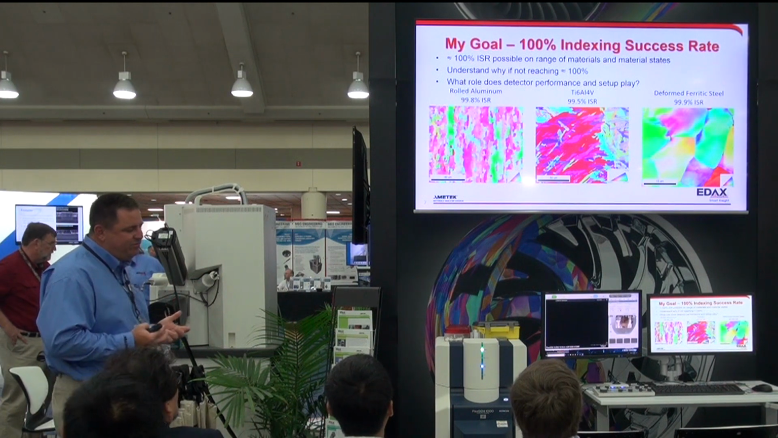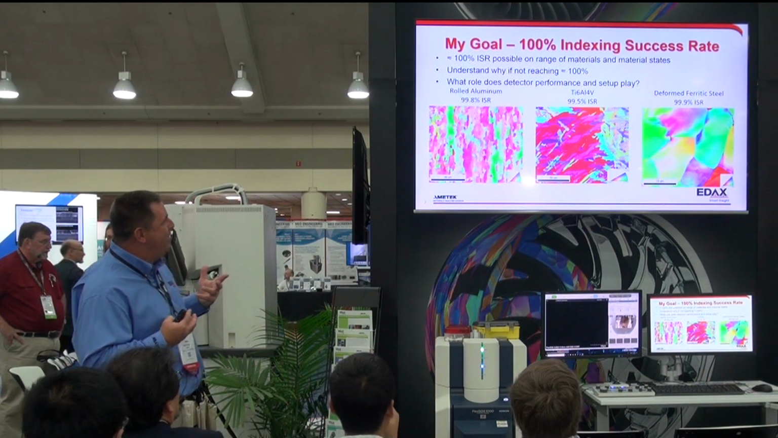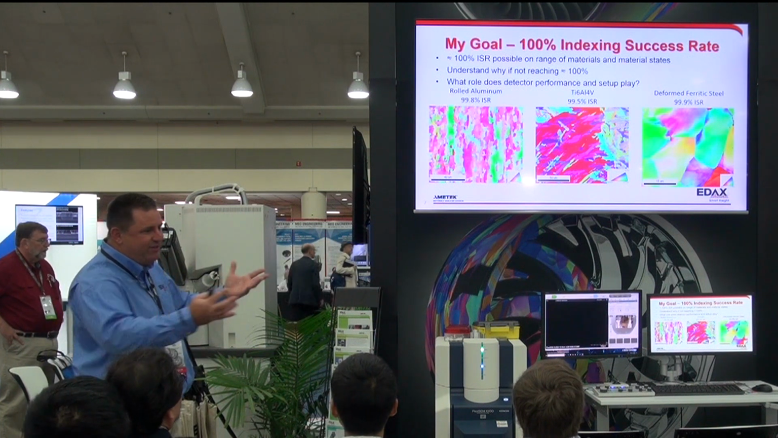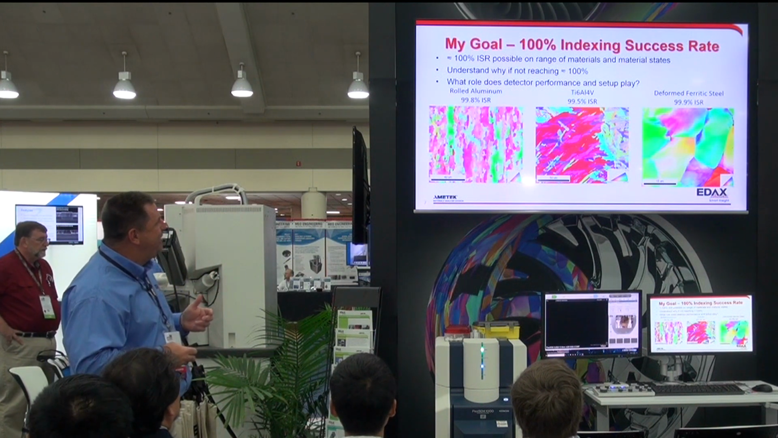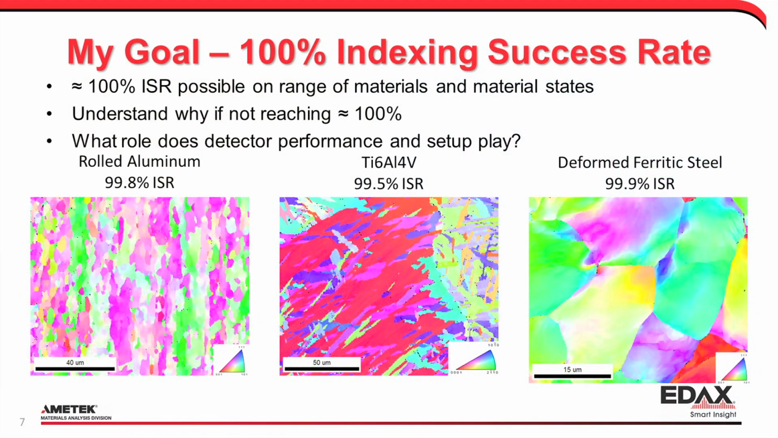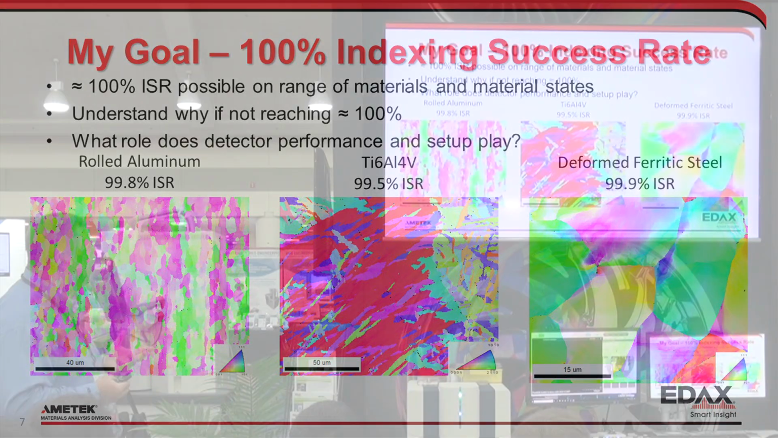So when we do this, my personal goal is to say, can I index 100% of those points? That's the goal, right? We don't want to fail if we don't have to. And it's generally possible in a lot of materials. This is showing a rolled aluminum sample, a hexagonal titanium alloy, and a deformed ferritic steel. We're pretty close to 100% of the points that we can index successfully and with high confidence.